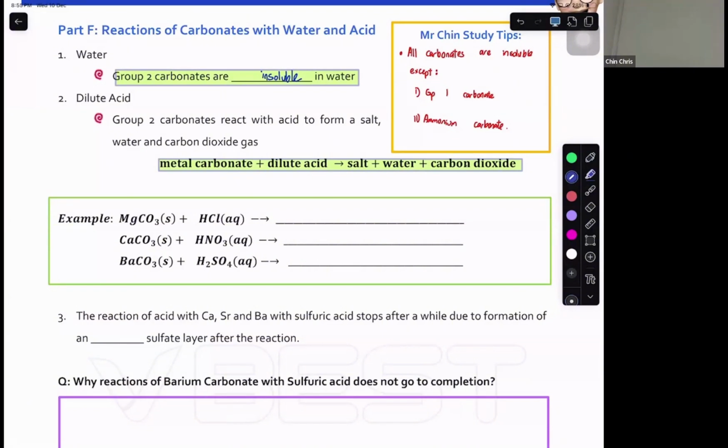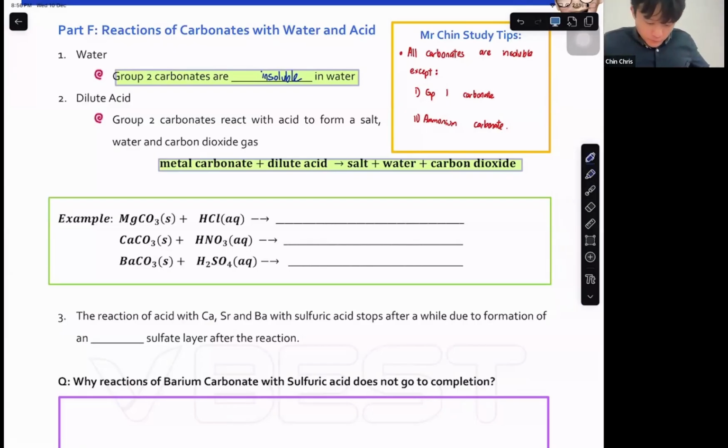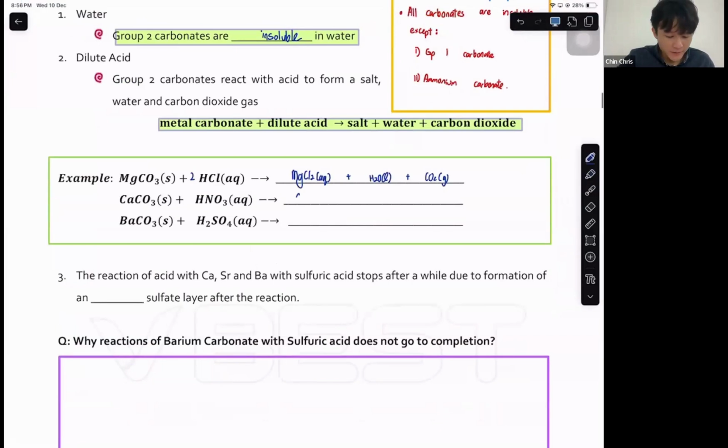Let's go. First one, MgCO3 plus HCl gives MgCl2, stay simple, aqueous, plus H2O, CO2, right? Well done. First question correct. Balance the equation by putting a 2. Second one, Ca(NO3)2 aqueous plus H2O plus CO2, yeah. Balance the equation, putting a 2. Next.